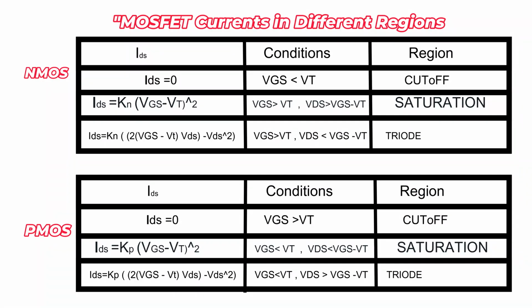We can see from these tables how the currents behave in the different regions for both the N-type and P-type MOSFETs. In the cutoff region, the MOSFET is off and no current flows. In the triode region, the MOSFET acts like a resistor, allowing current to flow between the source and drain. And in the saturation region, the MOSFET is fully on, with the current flowing at its maximum level. These tables give us a better understanding of how the MOSFETs operate in each region.